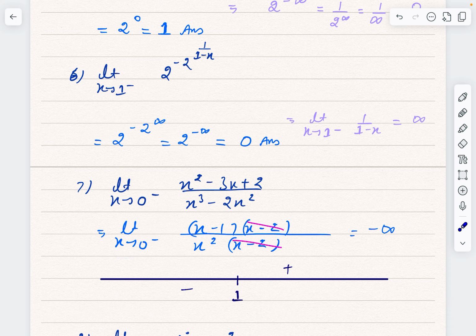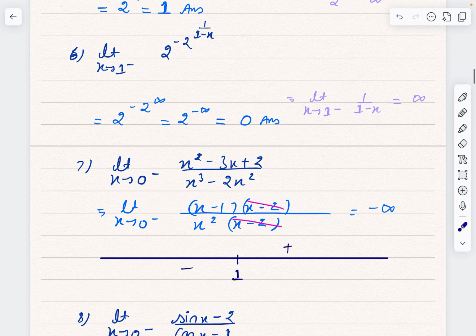And when I put x as 0 here, you get minus 1, which will be a finite number, divided by 0. So something by 0 will be infinity, and which infinity, we can check by the wavy curve method. On the left of 1, the value is always negative, so it will be negative infinity. The final answer here will be minus infinity.